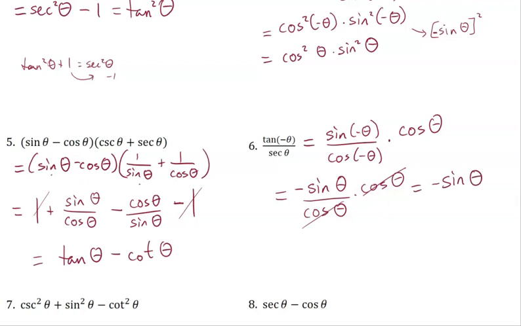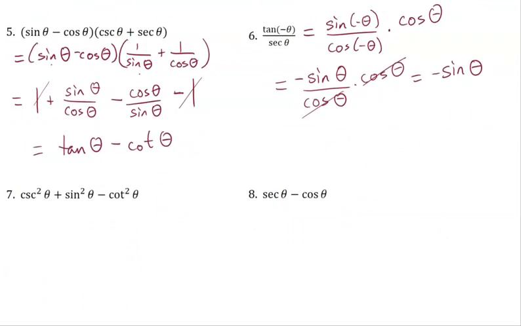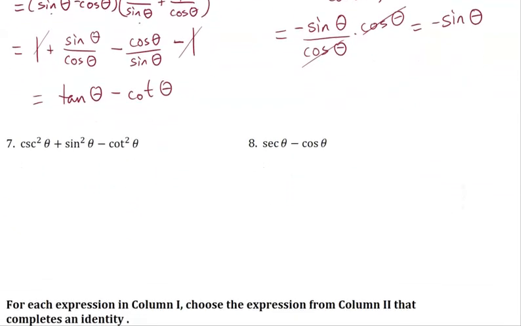Okay, a couple more. I would recommend at this point that you pause the video, try them on your own, and then resume and see if you got the same thing I did. Okay. For this one, I noticed that I have a cosecant squared and a negative cotangent squared. From my Pythagorean identity, I know that cosecant squared minus cotangent squared is equal to 1. So I'm going to combine those as 1 plus sine squared theta, and I'm done.